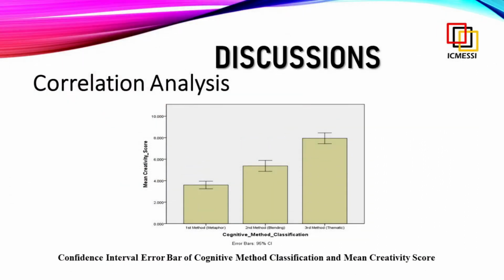The figure shows the confidence interval error bar of cognitive method classification and mean creativity score. From the bar chart, the mean creativity scores for the thematic method and blending method are higher than the metaphor method. The standard deviation error bars do not overlap each other, which is a clue that the difference may be significant, and it proves that all 3 methods affected the creativity score. From the statement and mean value in the previous table, the blending method is more creative than the metaphor method but less creative than the thematic method.